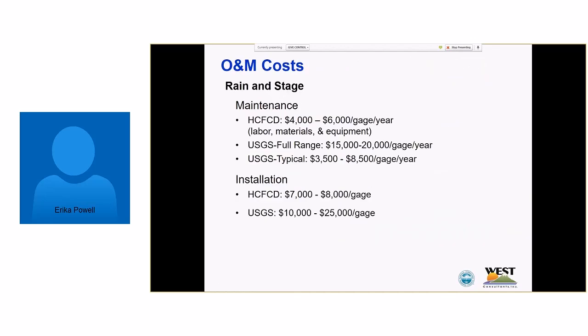O&M costs, kind of a rule of thumb. You can see at individual gauges, such as the Harris County Flood Control District, is on the order of $4,000 to $6,000 per year. USGS gauges, something on the order of $15,000 to $20,000 per year, and you can see some installation costs. Some facilities like Maricopa County in Arizona, their budget's on the order of $2 million a year. They're maintaining over 300 sensors in their flood warning system there.